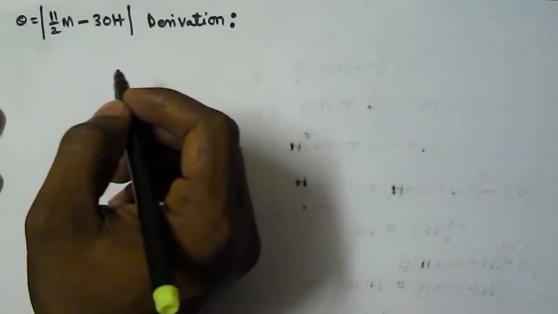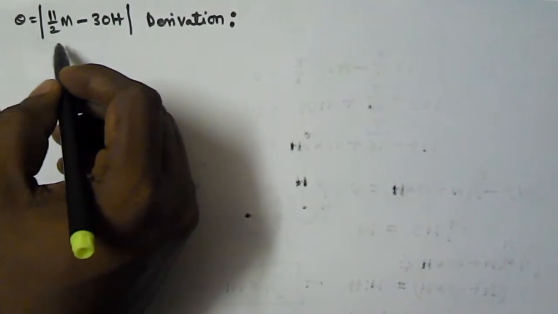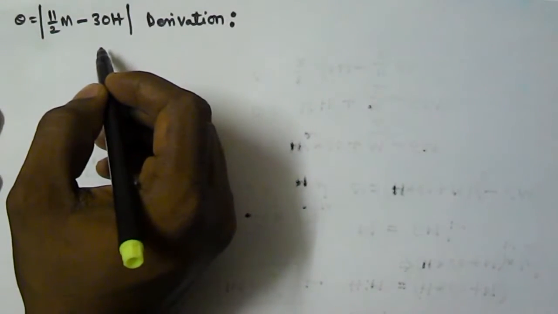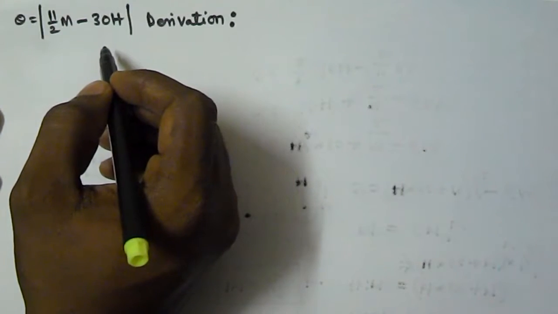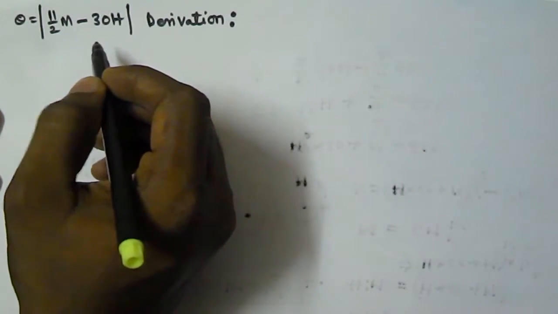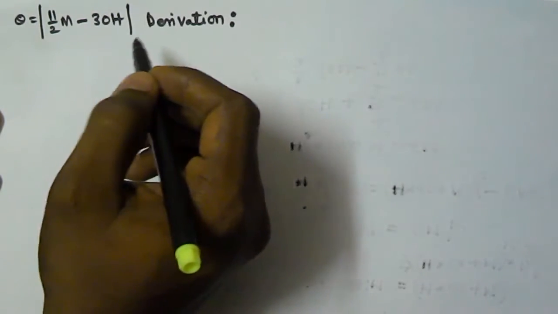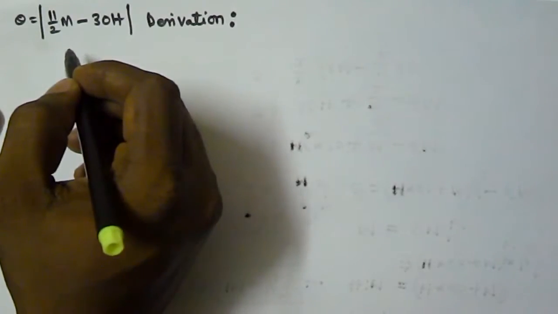Hello friends, in the previous video on clocks I told you we can use a shortcut formula, theta is equal to 11 by 2 m minus 30h, to find the angle between two given clock hands, right? So in this video we will see how we can derive this formula.